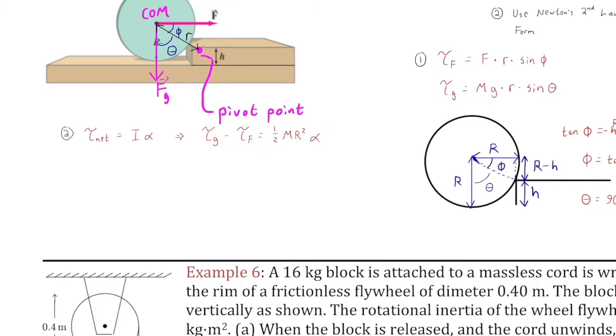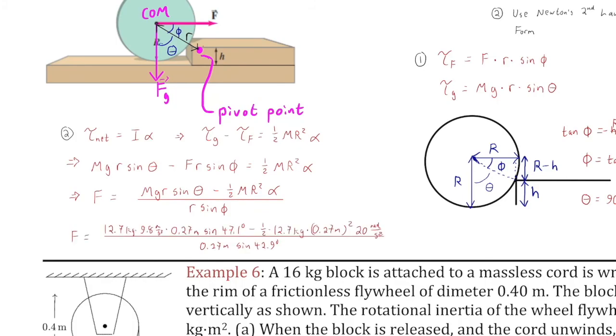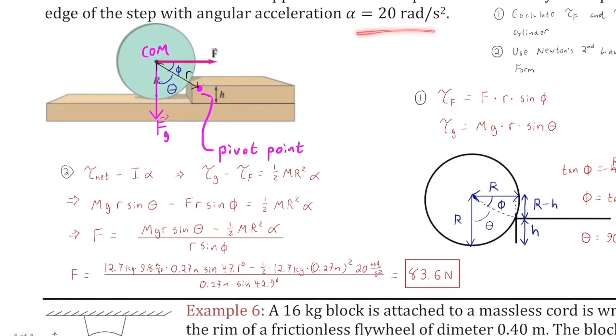All right, and that's just going to be equal to the moment of inertia, which is given in the problem, times alpha. And it's going to rotate in the counterclockwise direction. Okay, and so then we'll plug in our values and solve for our force. And we find then that the force necessary is 83.6 newtons in order to get it to rotate in that direction at that particular angular acceleration.